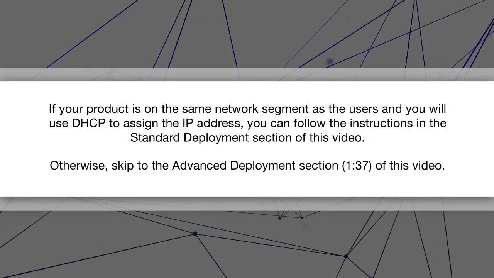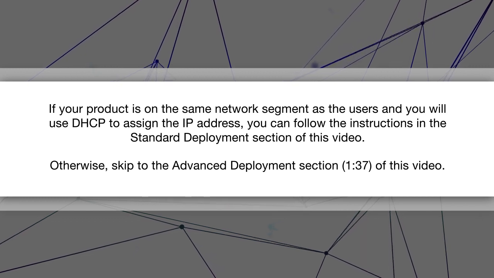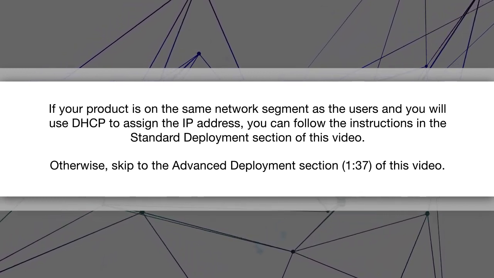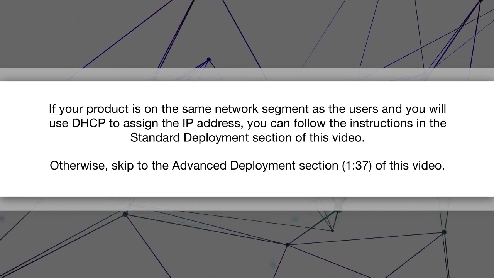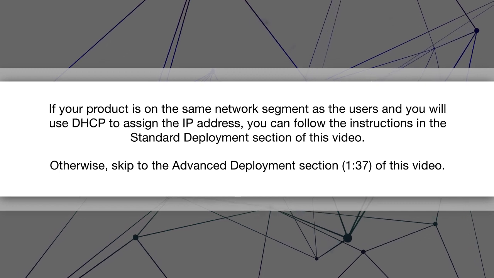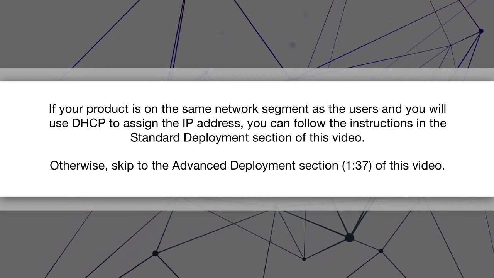If your product is on the same network segment as the users, and you will use DHCP to assign the IP address, you can follow the instructions in the standard deployment section of this video. Otherwise, skip to the advanced deployment section of this video.